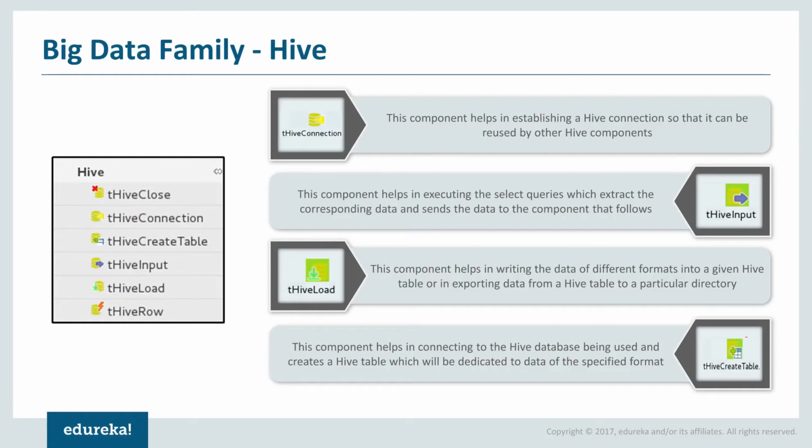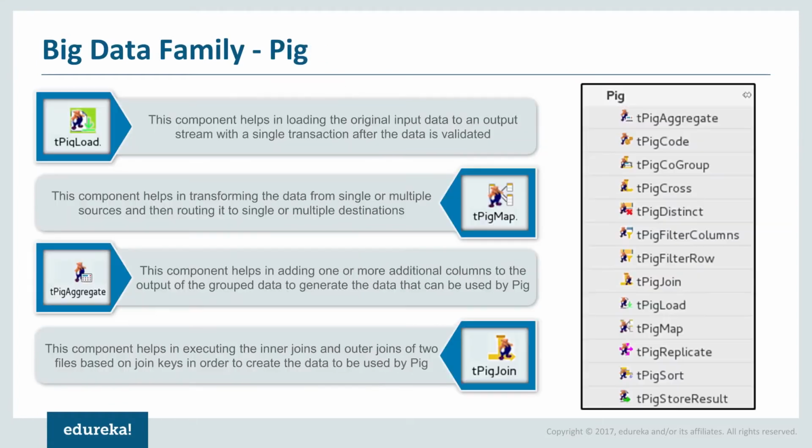So let's see what is the big data family for Pig. So again, the big data family for Pig has a few more components because Pig's way of storing the data is different. So we need to have different components for analyzing the data, right? So that's why we have more components here. We have tPigAggregate, we have tPigDistinct, we have filters, dedicated components for Pig itself.